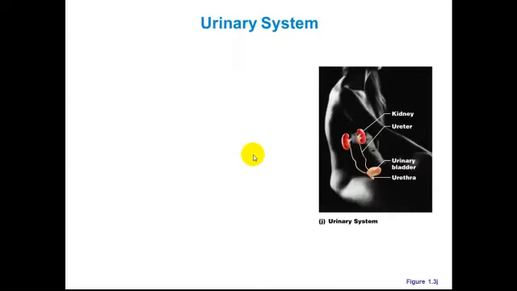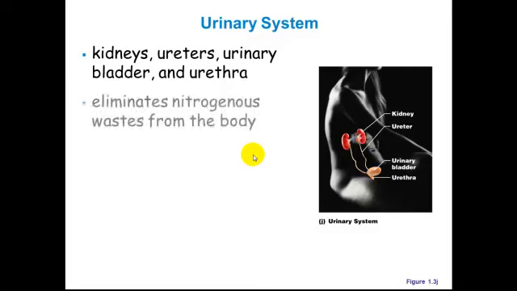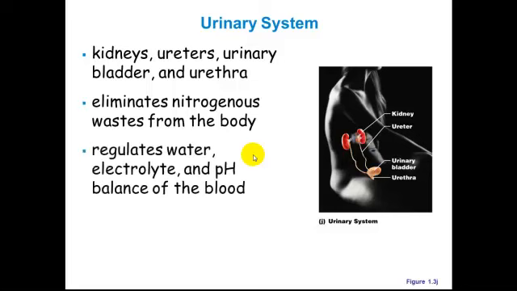The urinary system is also known as the excretory system, and this includes the kidneys, the ureters, the urinary bladder, and the urethra. This helps to eliminate nitrogenous wastes from the body through excretion. It also is important in regulating water, electrolyte, and pH balance within the blood.